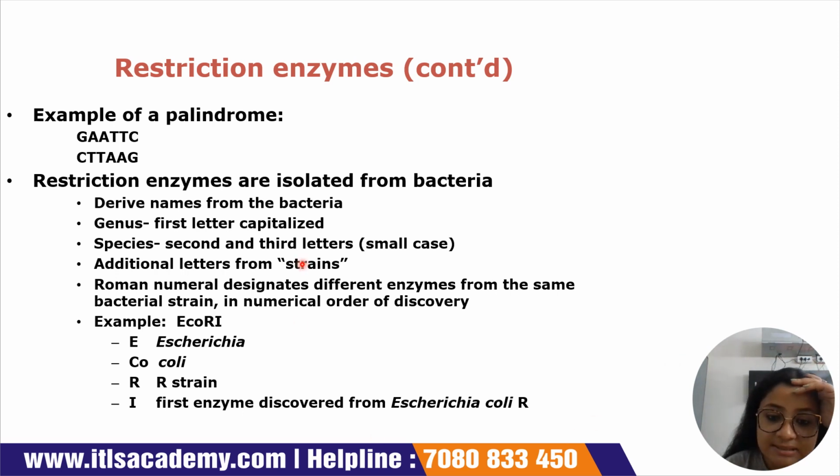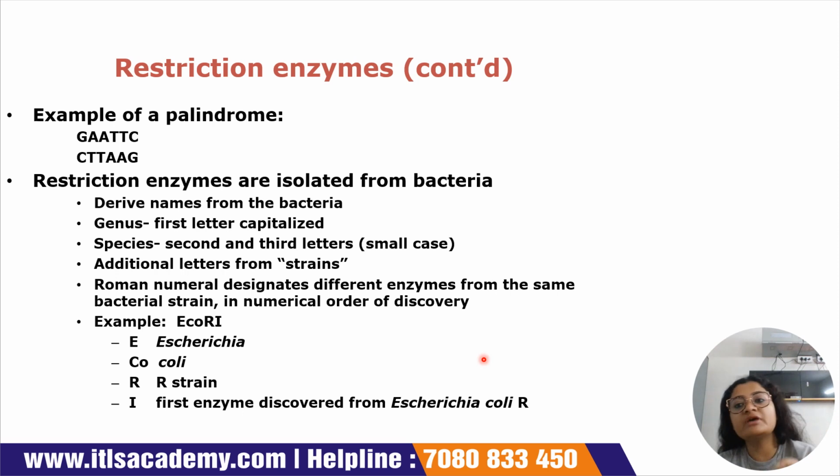Okay, so since these restriction enzymes are isolated from bacteria, they are also named by the name of the bacteria. So let's just see. They derive names from the bacteria. The first letter of the genus is capitalized, and then the second and third letters come from the species name, and they are written in small case. Okay, and there will be some additional letters which come from the strain. A Roman numeral designates different enzymes from the same bacterial strain in numerical order of discovery.